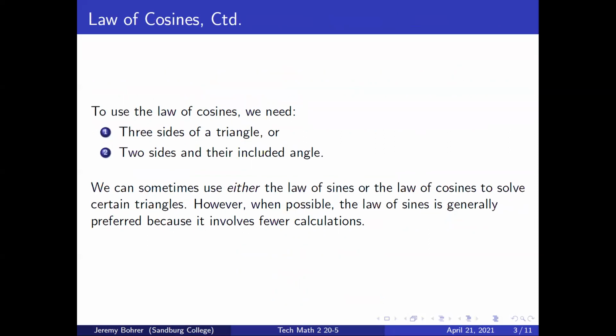To use the law of cosines, we need three sides of a triangle or two sides and their included angle. We can sometimes use either the law of sines or the law of cosines to solve certain triangles. However, when possible, the law of sines is generally preferred because it involves fewer calculations.